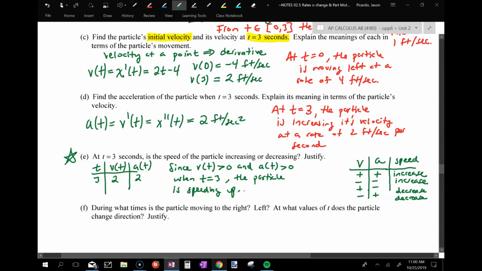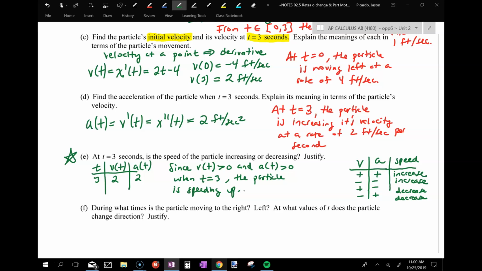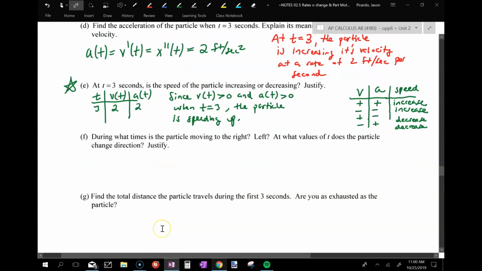Right, and that's your justification, right? When the V is greater than 0 and the A is greater than 0, I got to be speeding up at that particular time. All right, justify, that's it, right?